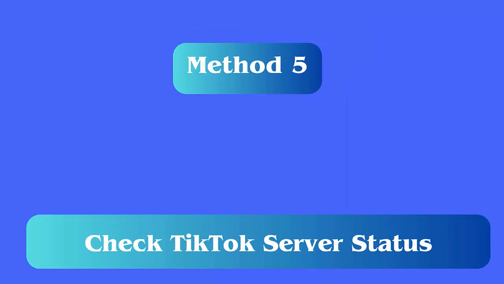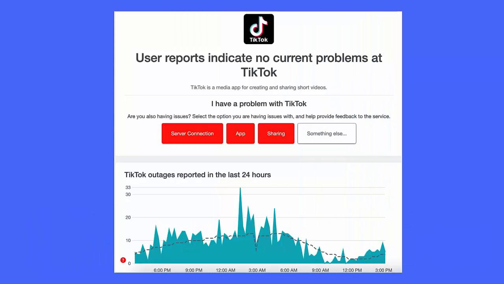Method 5. Check TikTok server status. Most of the time, when the server is down, you cannot access the app. So you should find out whether the app is facing any downtime. Visit the Down Detector website and see the current status of the app.